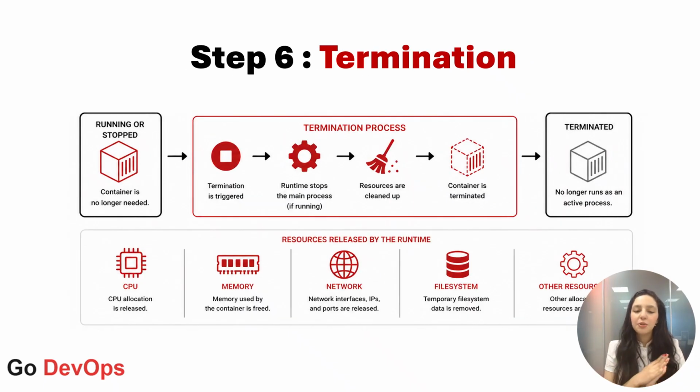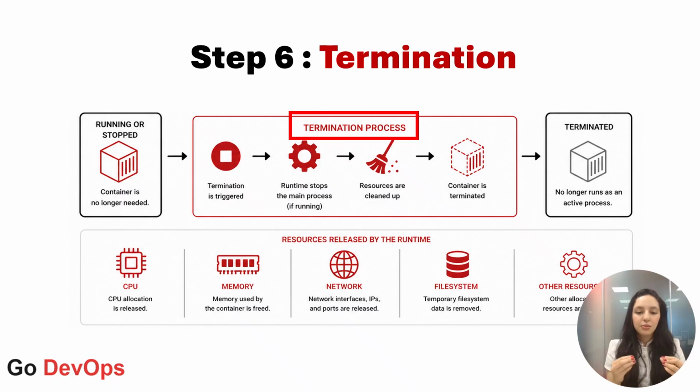So this is when the container reaches the end of its lifecycle, and termination happens when the container is no longer needed or when its main process has fully completed its task and will not be restarted. So at this stage, the runtime ensures that all resources used by the container are properly released, and this includes CPU allocation, memory, network resources, and any temporary file system data that was attached to the container during its execution. And once the container is terminated, it no longer runs as an active process on the system.